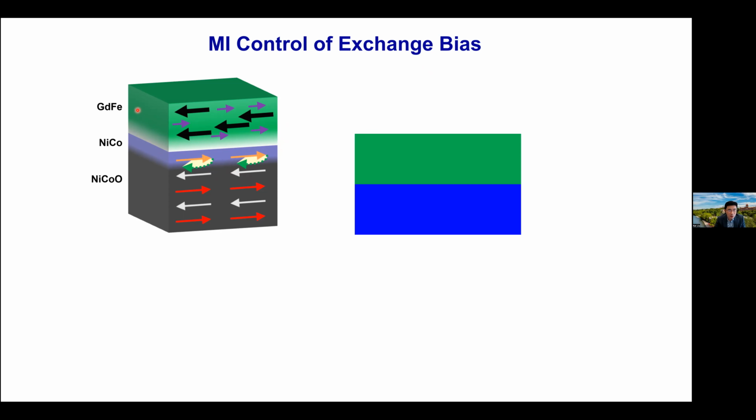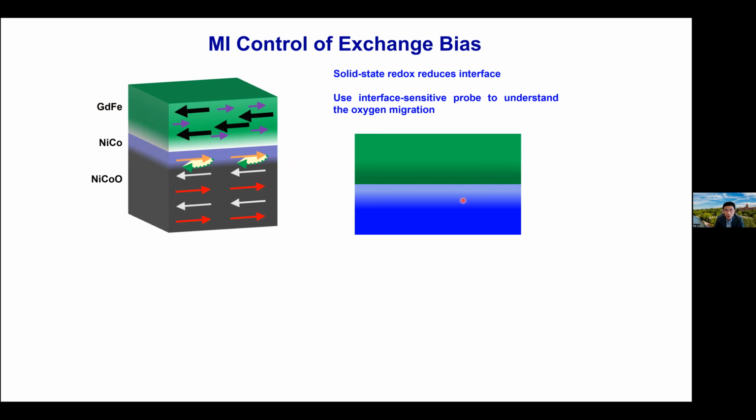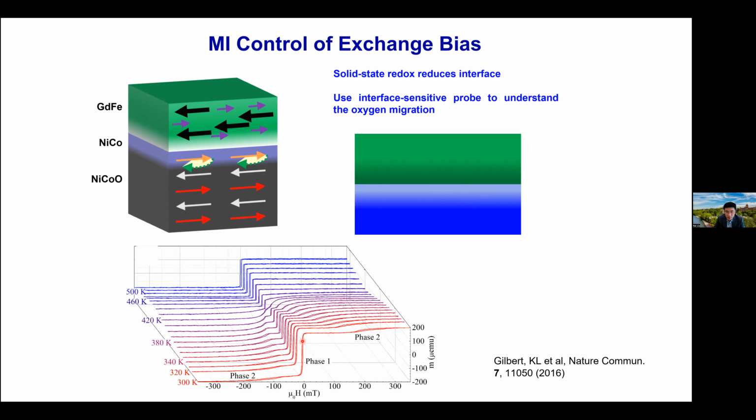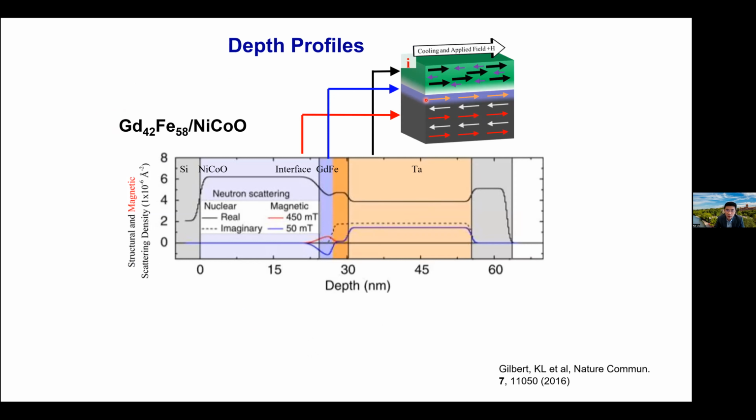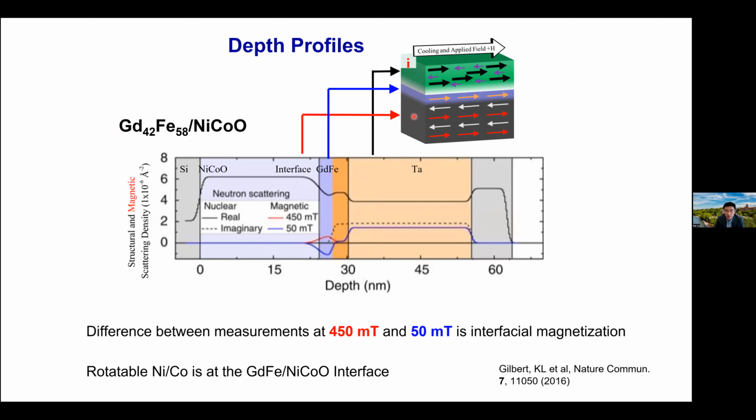What we did back then was to put a gallium iron, which is a ferrimagnet, on top of antiferromagnet nickel cobalt oxide. And the gallium is a strong oxygen getter, so it would reduce the interfacial region to magnetic nickel cobalt. And in turn, it leads to very drastic changes in the exchange bias. And we've confirmed the existence of such a ferromagnetic interface layer using, for example, polarized neutron reflectivity. We can pinpoint where this interfacial ferromagnetic layer is. And we can quantitatively determine the thickness, which was about a few nanometers.